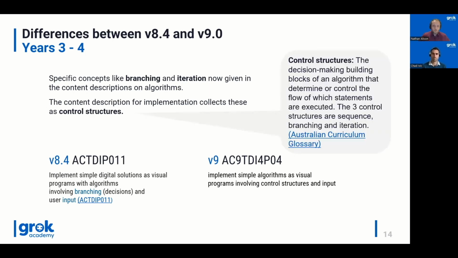So what are control structures? These are the decision-making building blocks, according to the glossary there, of an algorithm that determine or control the flow of which parts of the program, which statements are executed, which parts get run first. So the control structures are sequence, branching, and iteration. So one way of thinking about it is control structures are like the implemented version of those branching and iteration and sequencing that we discussed when we looked at algorithms.